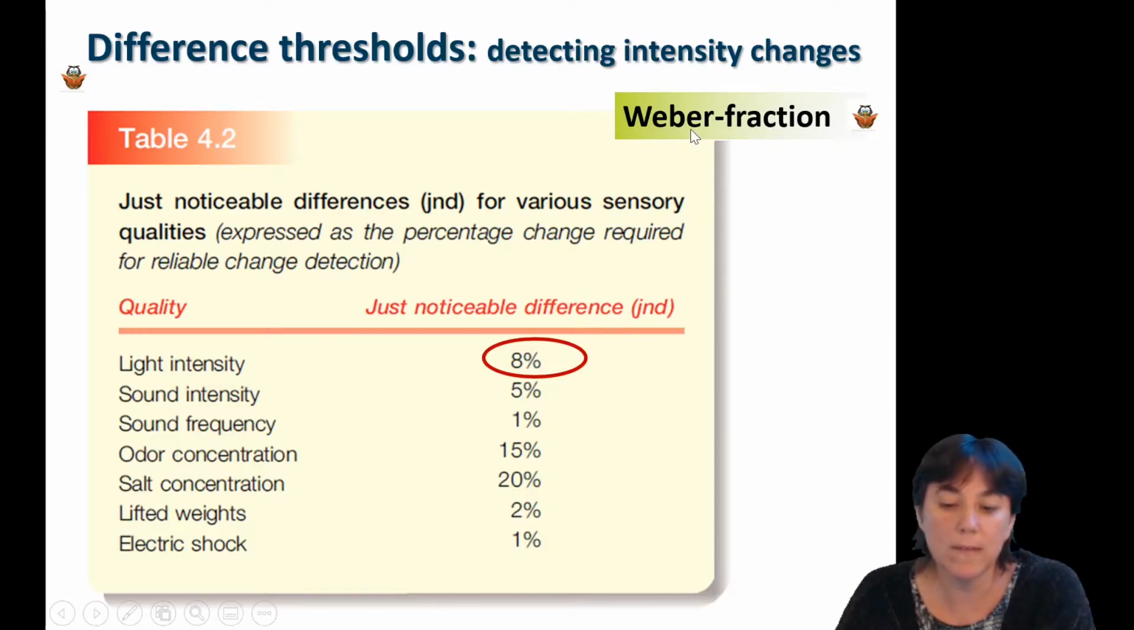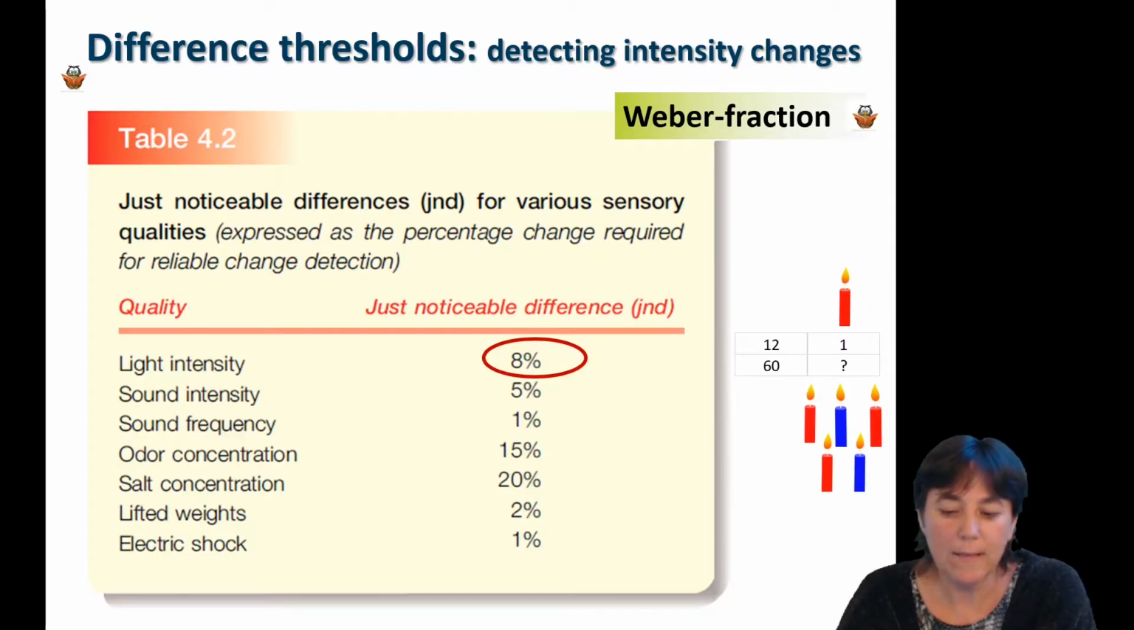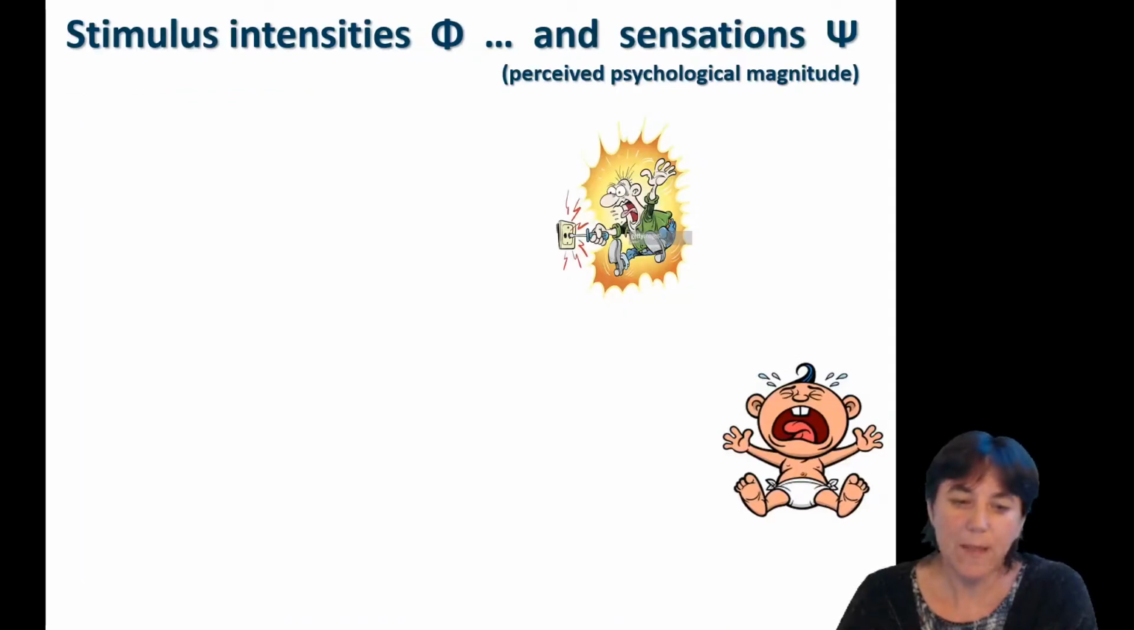We also call this the Weber fraction, and it's different for each sensory sensation. For example, notice salt concentration, you need a 20% increase in order to actually feel that that soup is now saltier than it was before. So that was our light example. And let's turn to something else, which is quite interesting.